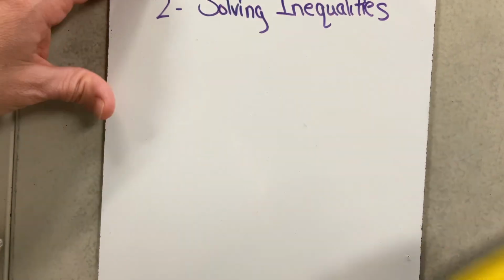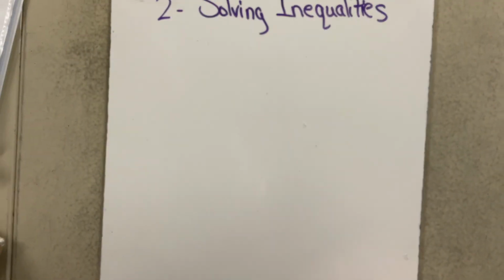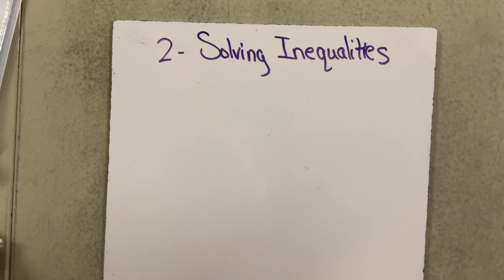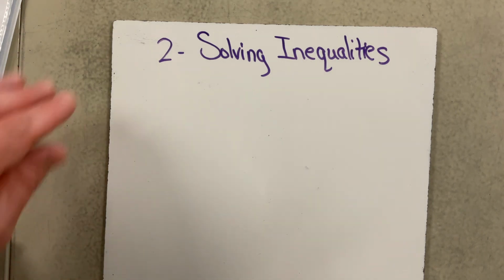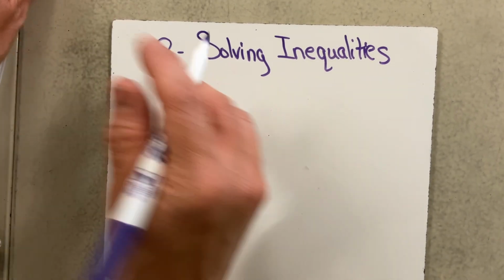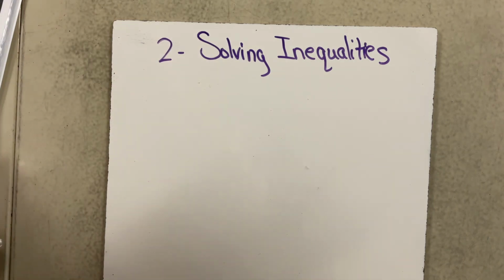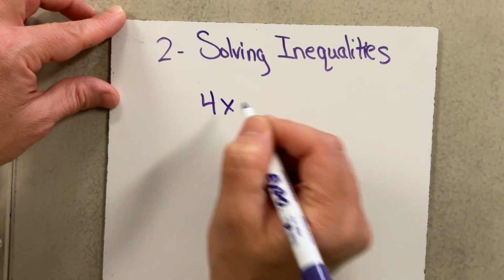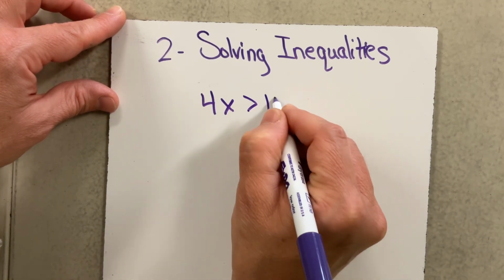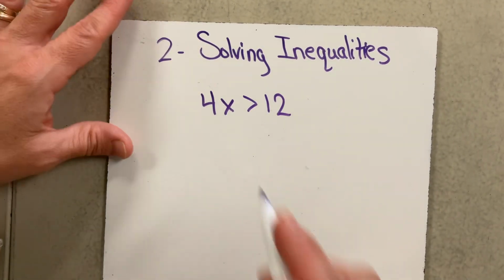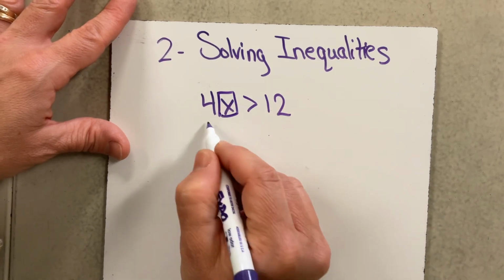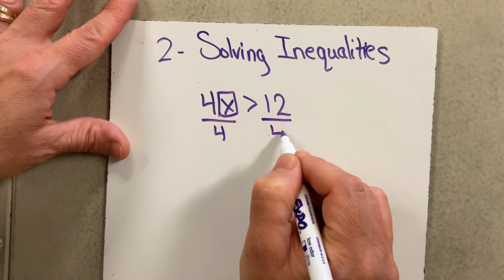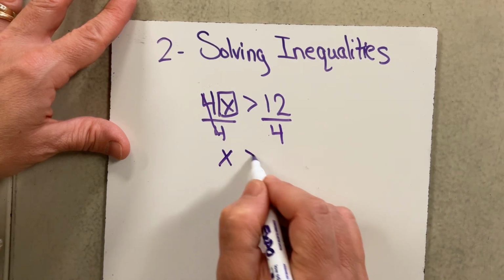When you're adding or subtracting, it works exactly as it did previously. But when you begin to multiply, it changes. So if we had a number such as, let's use 4x is greater than 12. Same as before, we want x alone. We're going to divide both sides by 4. x is greater than 3.